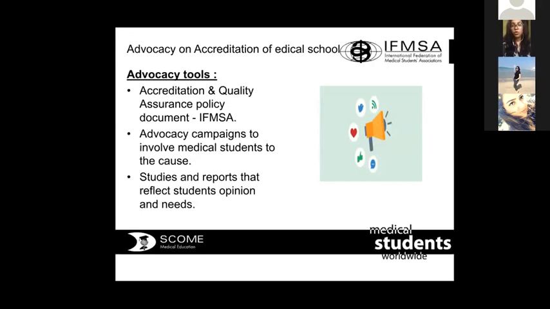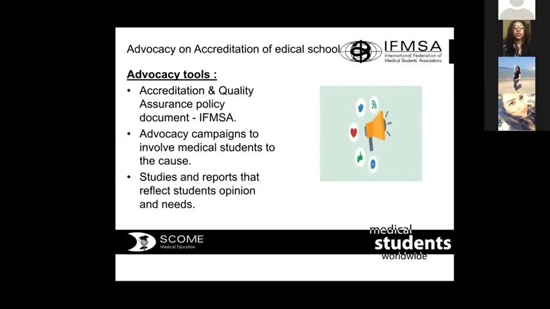So as we know, advocacy is done through many different ways we can use to advocate. We can have different opinions from different students to advocate about accreditation of medical school. So in this slide, I will help you with certain tools to help you in advocacy of accreditation of your medical school.